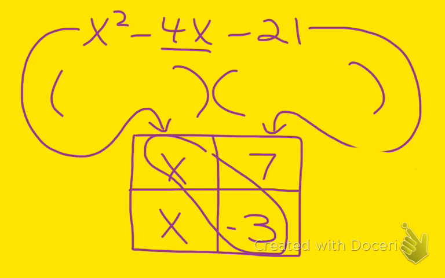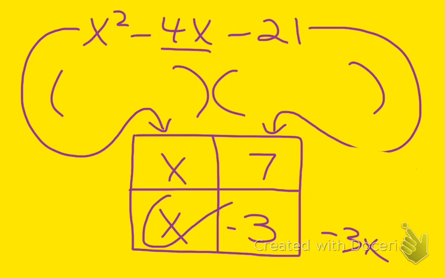What is x times negative 3? Negative 3x. What is 7 and x? 7x. This isn't going to work. When we add those together, what are you going to get? We'll get a 4x, right? We want a negative 4x.